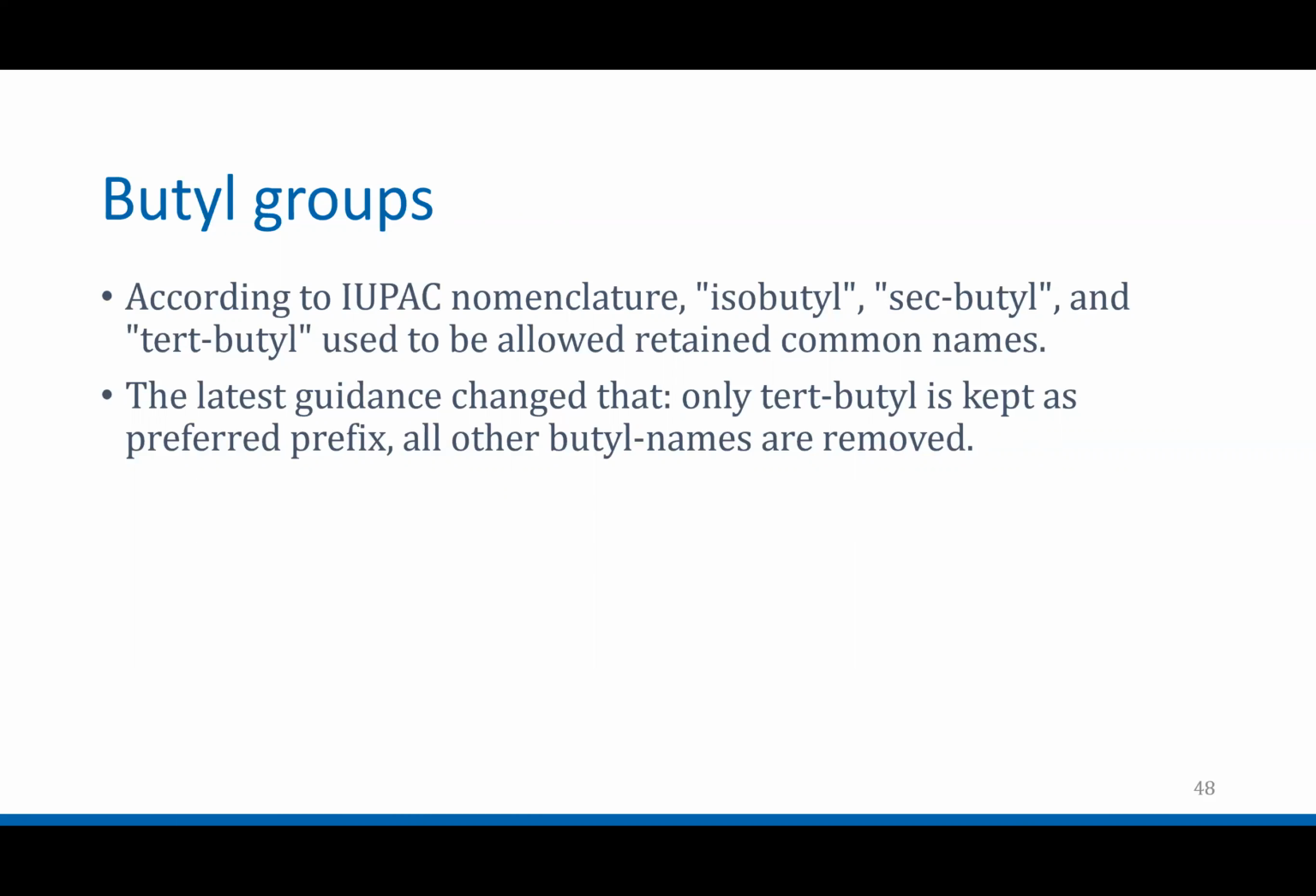So according to IUPAC, isobutyl, sec-butyl, and tert-butyl are allowed to be kept as common names. So the reason you're learning these names is because they are IUPAC, meaning they've been allowed to stick around. In the latest guide, tert-butyl has been kept as the preferred, and the other butyl names have been kind of removed. But that's why in the second lab you guys did, we kept it as tert-butyl chloride, because that's the IUPAC name.